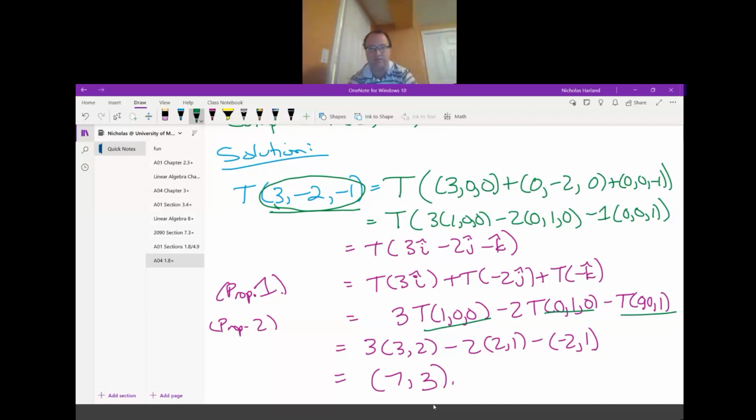If we're dealing with a linear transformation, we can write every single vector in terms of these special elementary ones, and that can give us a way of working with these linear transformations a little bit more nicely.